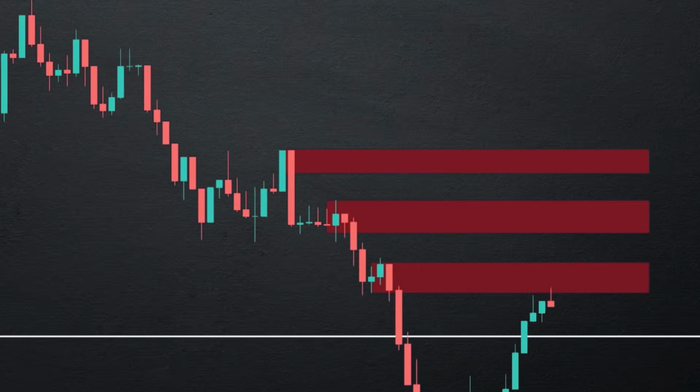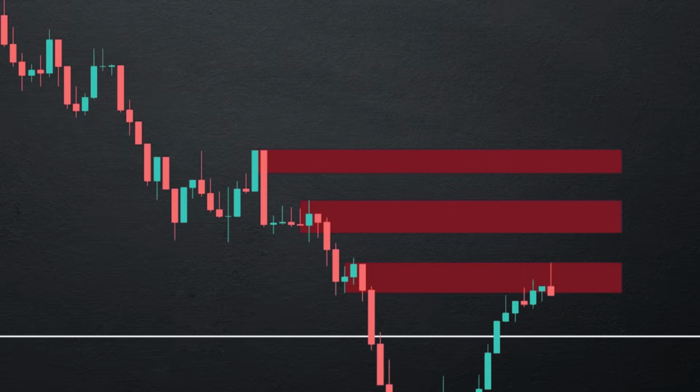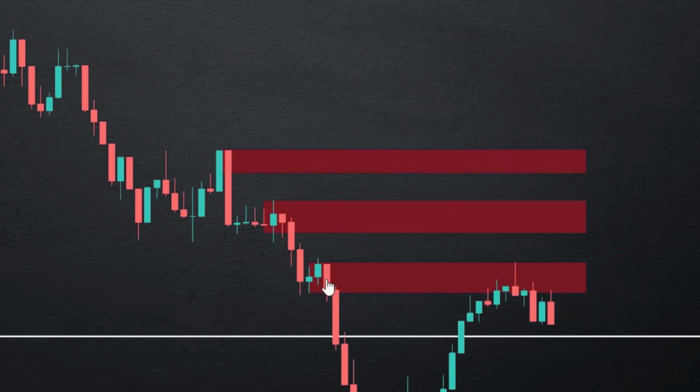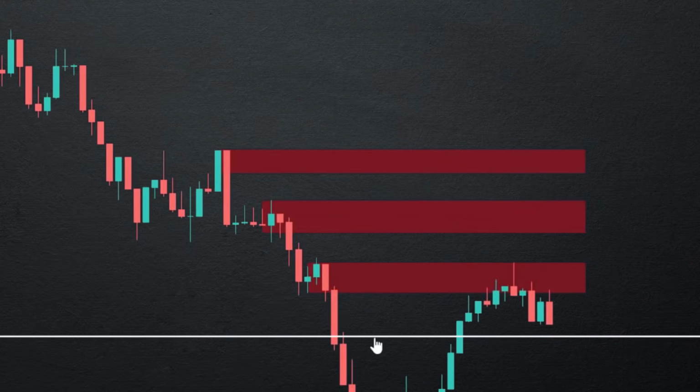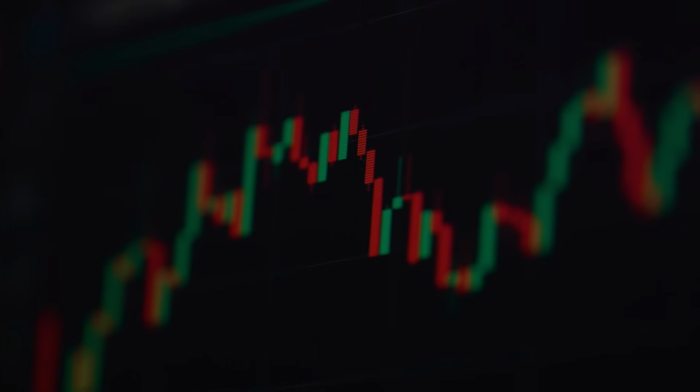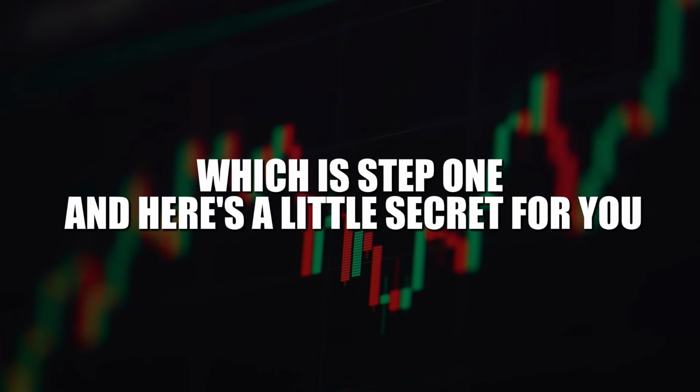We're going to take all that random noise and turn it into a dead simple two-step formula. And the best part? It works on crypto, Forex, indices, pretty much anything you trade. By the end of this, you're going to have a completely new way of looking at your charts. Okay, so let's dive into the most important part first, which is step 1.